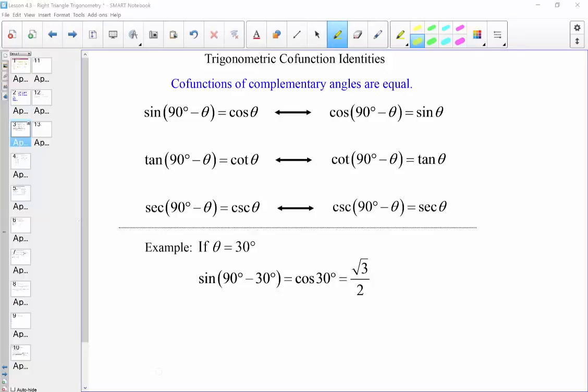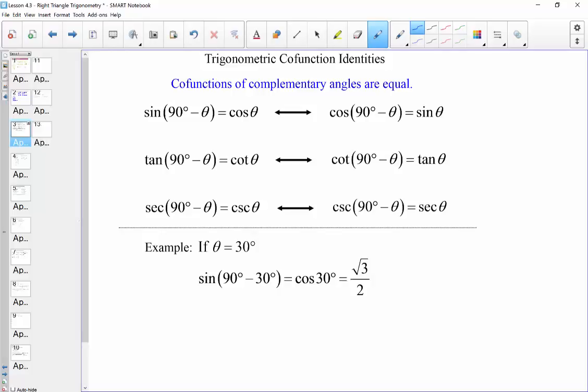The key to understanding trigonometric cofunction identities is to understand that cofunctions of complementary angles are equal. Recall that complementary angles are two angles that total to 90 degrees. Let's take a look at our first identity.